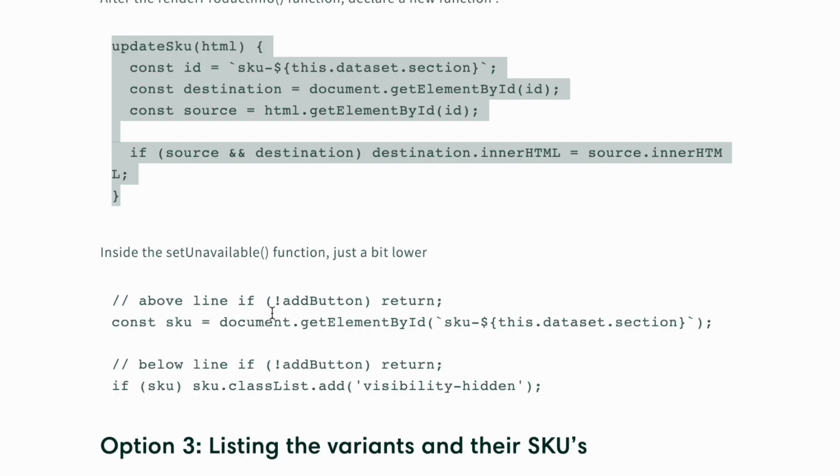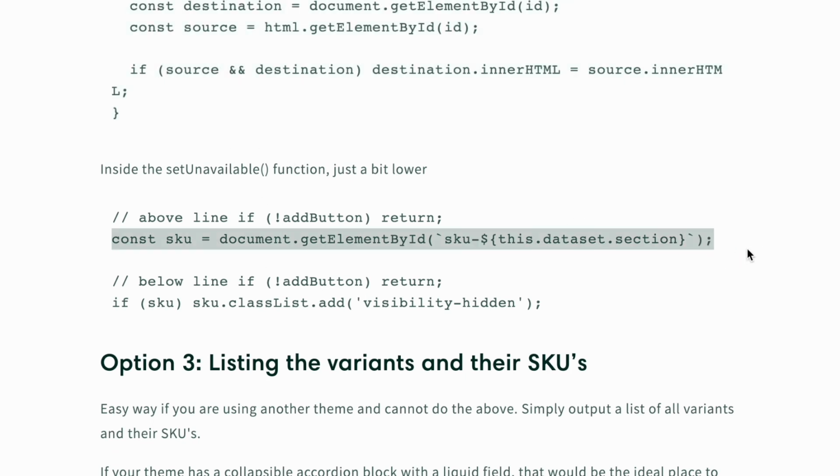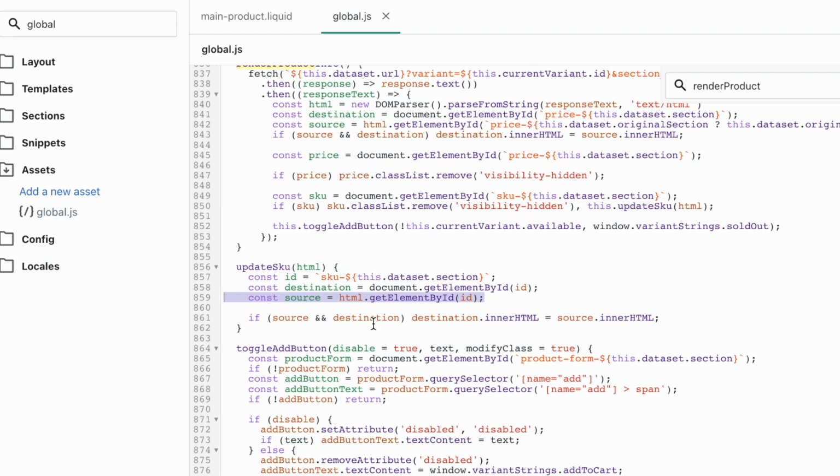And we're almost done. There's just a little additional thing to do, and that's if variants are unavailable, price automatically gets hidden. This is the same code as the price, right? So they hide the price. So we're going to hide the SKU as well.